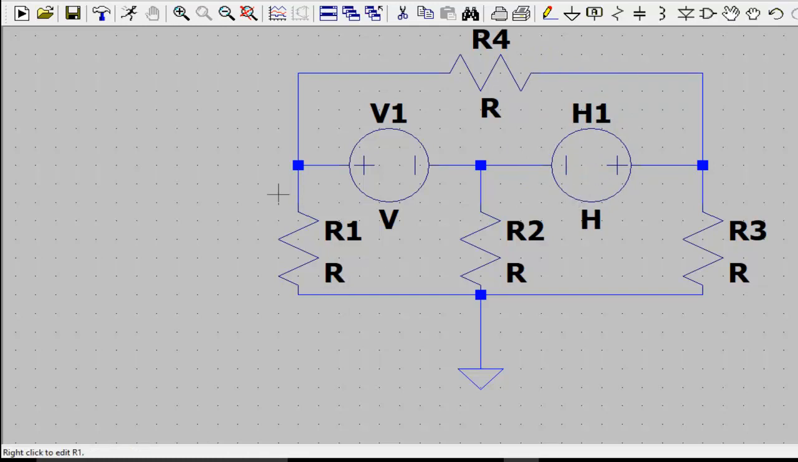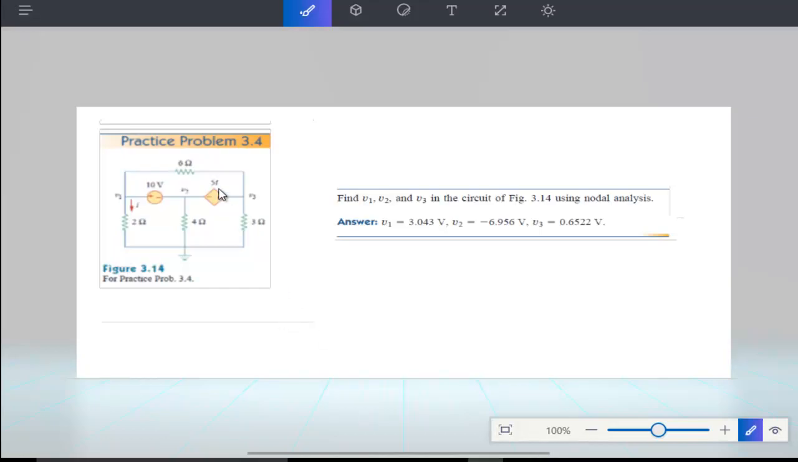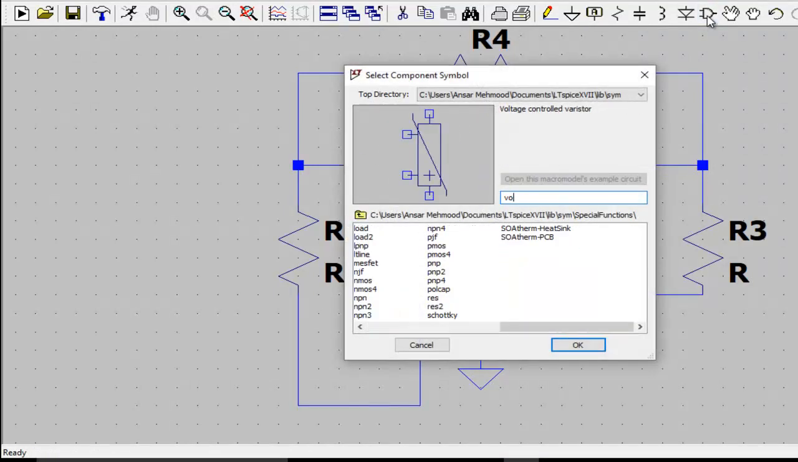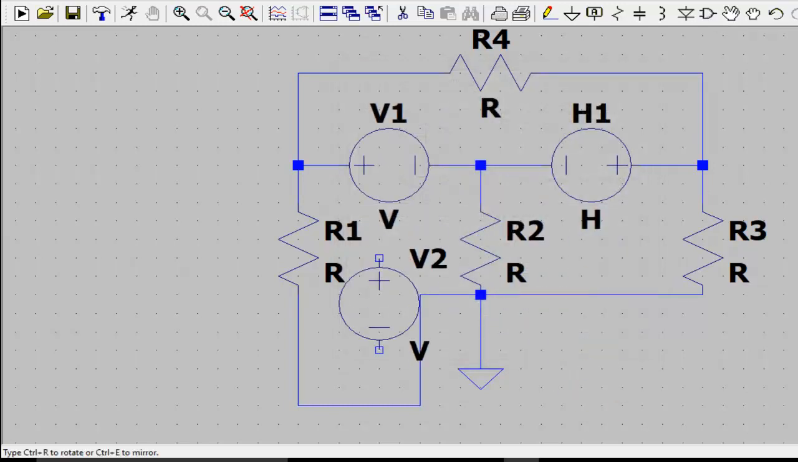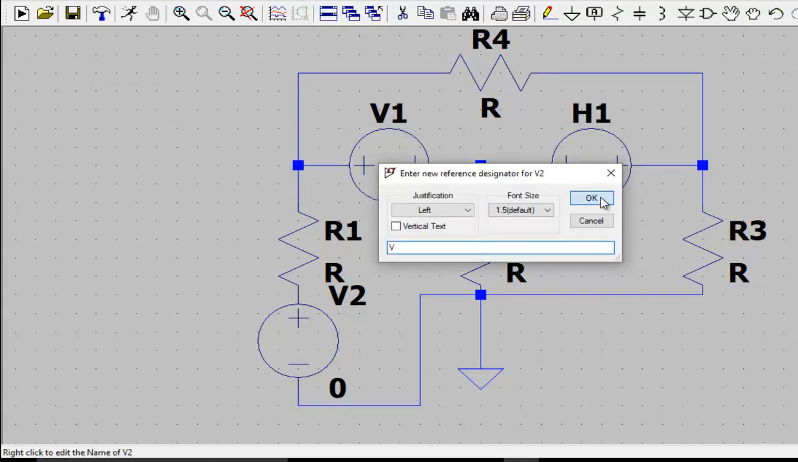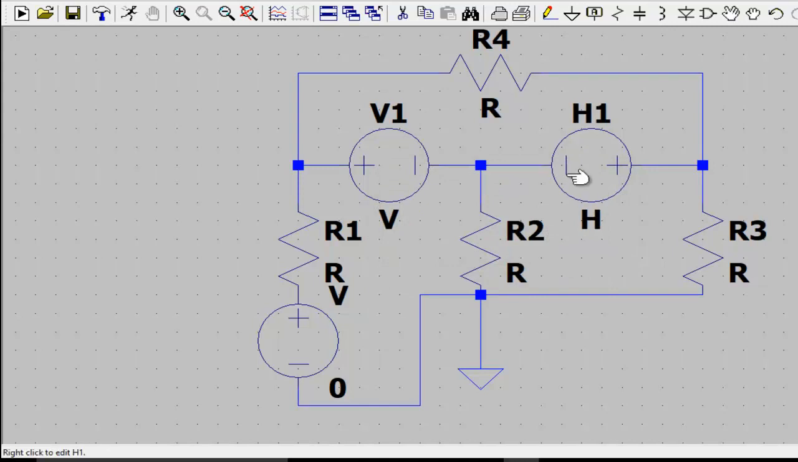Now what I have to do, okay, now in the circuit we can see that this voltage source with the coefficient 5 is depending upon the current flowing through 2 ohm resistance. So for this reason I will place a voltage source of 0 volt in series with R2, and with 0 volt I name it as V. Now I select their values.